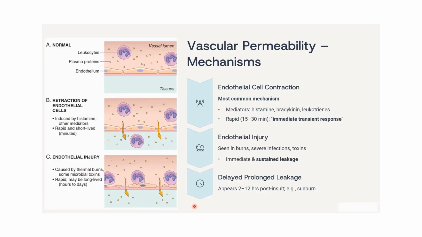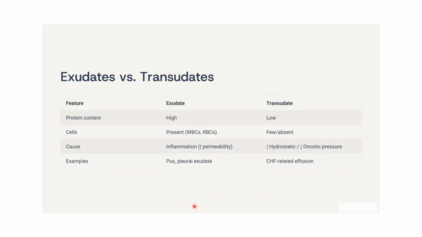Which brings us back to those fluid types. Exudate versus transudate. You said the difference is key. It really is, especially clinically. Let's recap the comparison. Protein content. High in exudate, low in transudate. Simple as that. Cells. Exudates usually have white blood cells, maybe red blood cells. Transudates are basically cell-free. And the underlying cause. Exudate points to inflammation, that increased permeability we've been discussing. Transudate points to pressure problems, hydrostatic or osmotic.